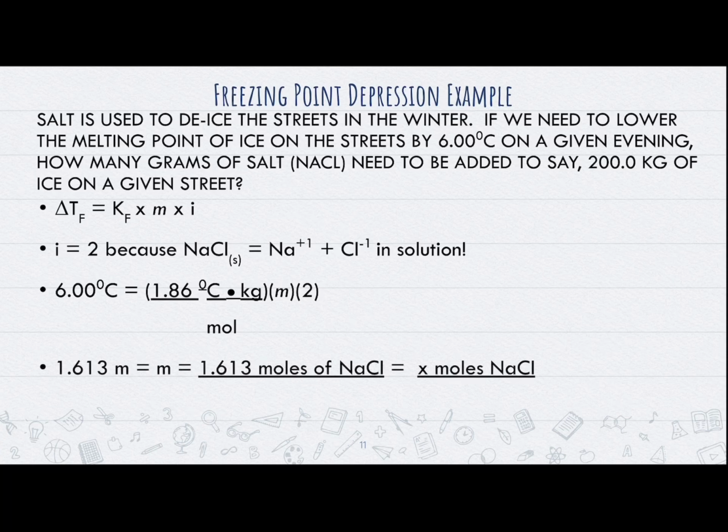Okay, so I can go ahead and solve this equation. This is giving me 1.613 m. This I can use to find my number of moles. If I set it up equal to 1 kilogram of ice, I can say that 1.613 moles of salt over 1 kilogram of ice equals 1.613 m. But if I'm trying to figure out how many moles of salt I have for 200 kilograms of ice, I can set up this proportion. Then I'm just going to cross multiply 1.613 times 200.